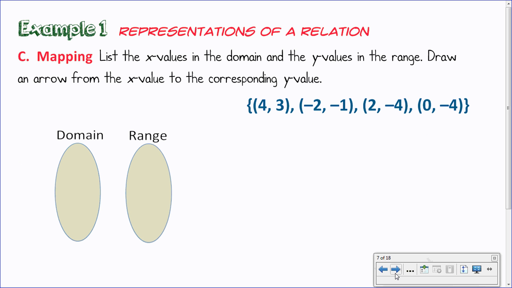Okay. C, third method. Mapping. List the X values in the domain and the Y values in the range. Draw an arrow from the X value to the corresponding Y value. Okay, so in this left circle is my domain. What numbers go in there? Good. It's all my X coordinates, right?